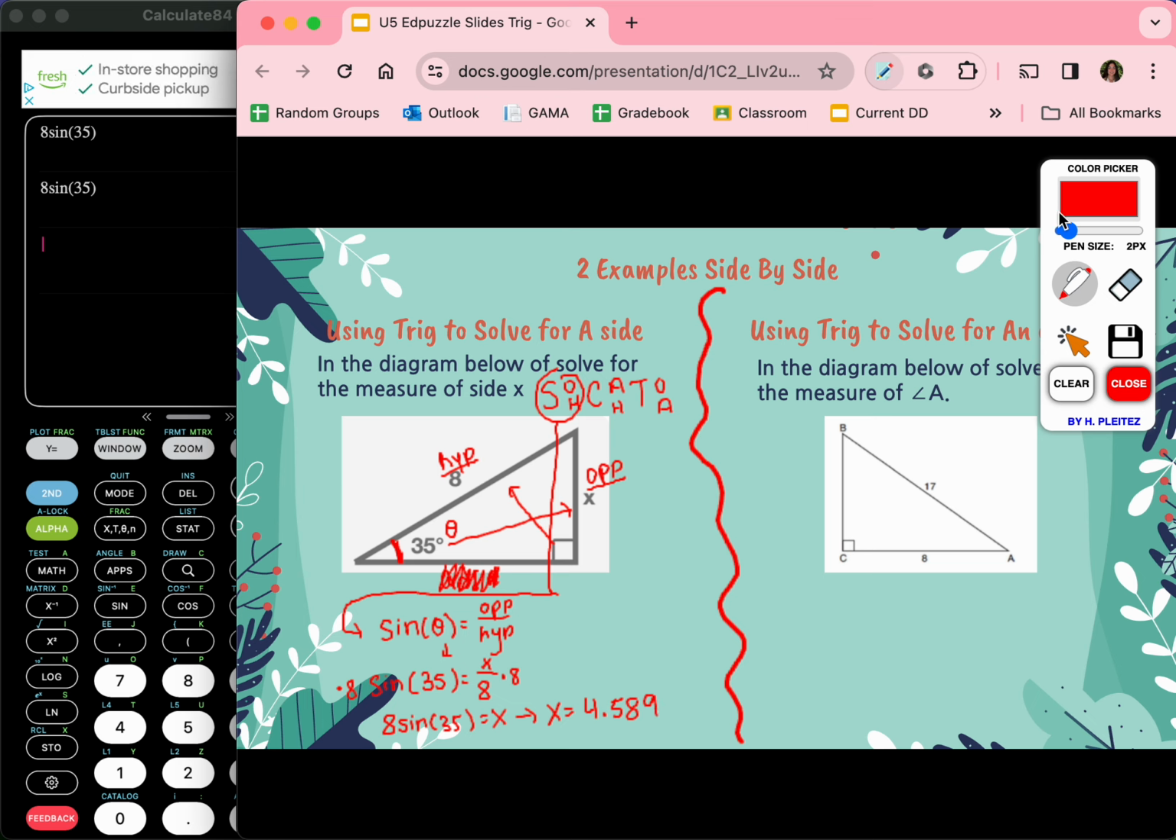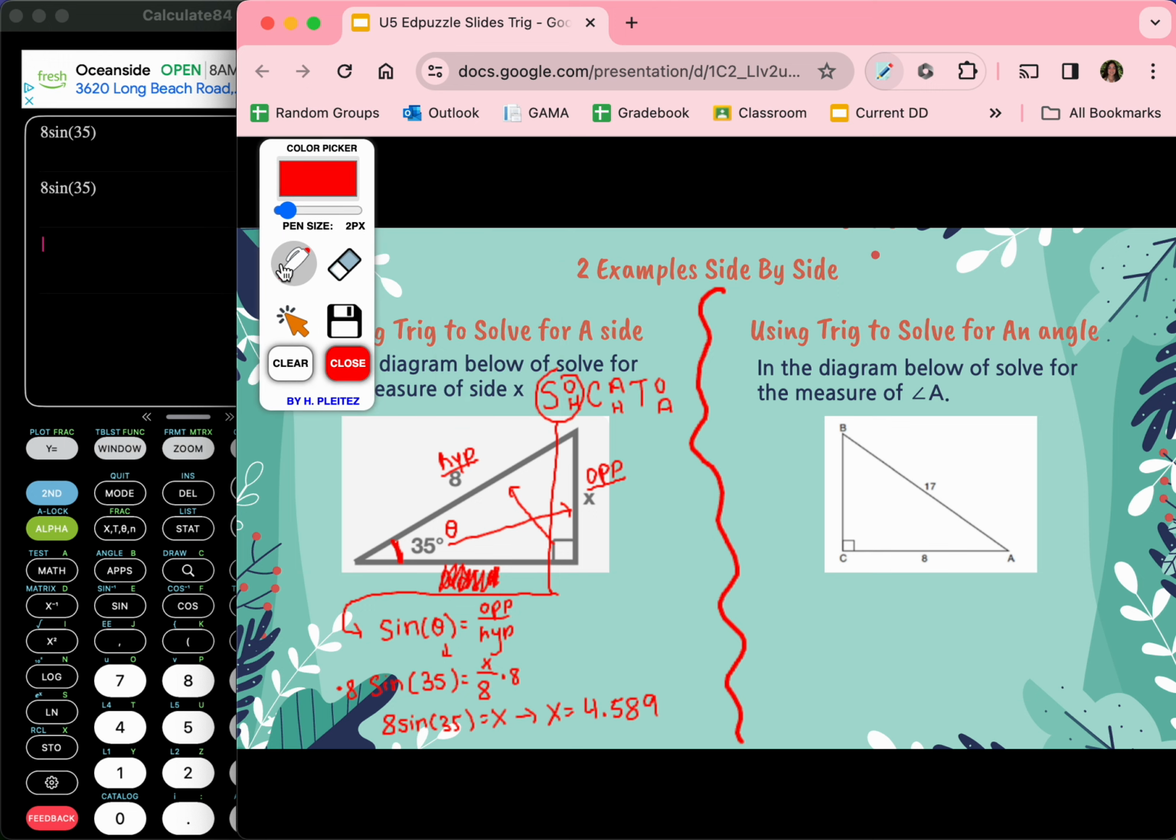All right, now let's do example number 2. This one's going to be slightly different, but let's just go through the checklist. So we are in degree mode, we have a picture, so we're good. Our reference angle in this case, we're looking for angle A. Right? So I know angle A is going to be involved in our question. That is going to be our theta.